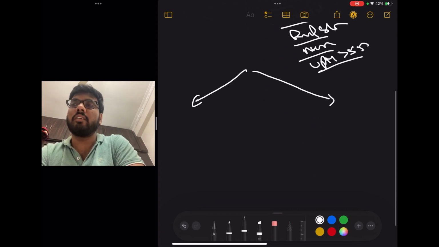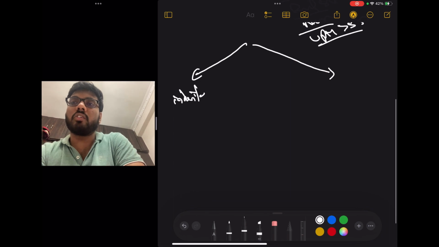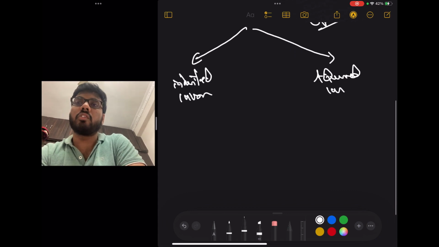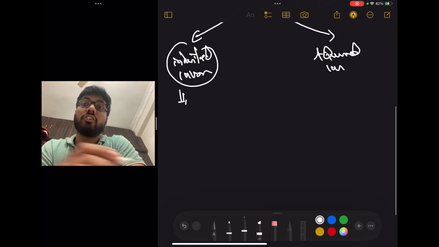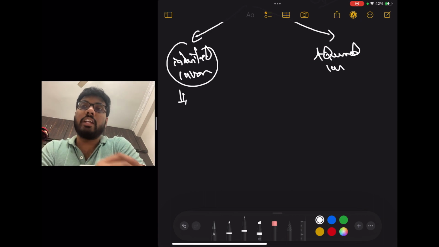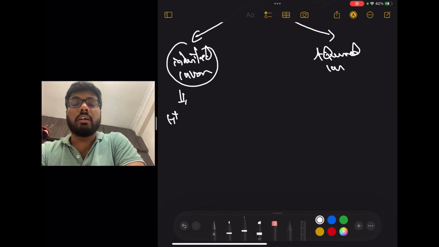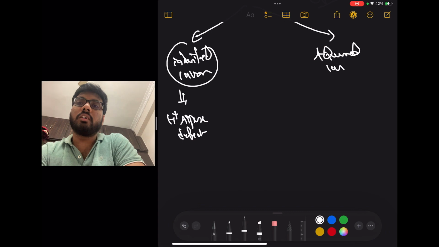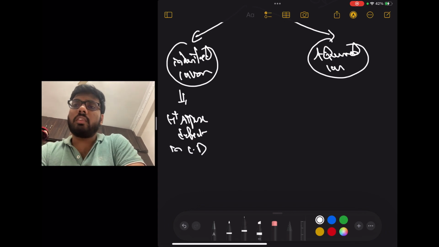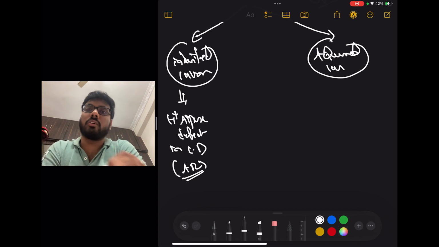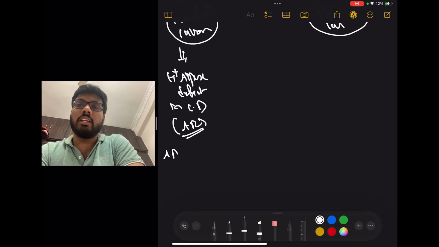We have inherited causes and acquired causes. Among the inherited causes, as I said, it is due to a defect in hydrogen ion excretion, that is hydrogen ATPase defect in the collecting duct, which is usually autosomal recessive. There is also an autosomal dominant type of inheritance, which is an anion exchanger defect on the basolateral side.